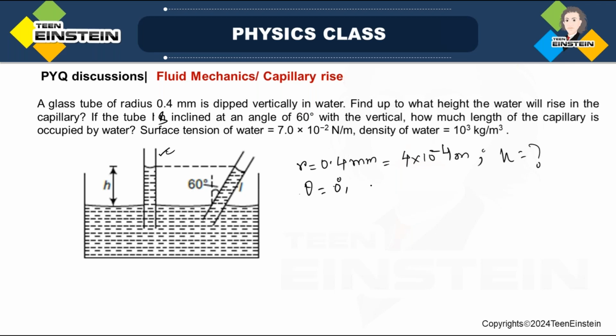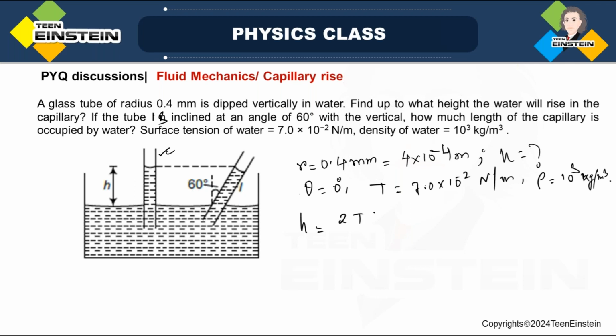Surface tension is given as the same, because this is water only, in Newton per meter. Water has density rho 10 to the power 3 kg per meter cube. This 60 degree is not the angle of contact. First we have to find out the height, so let us find out the height.